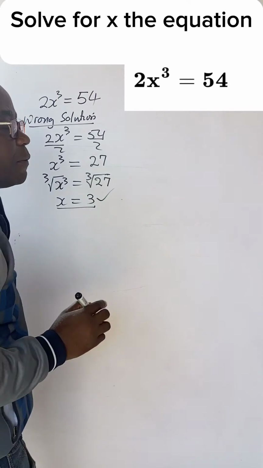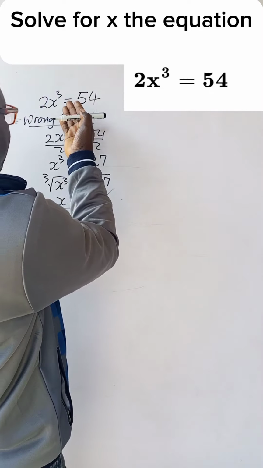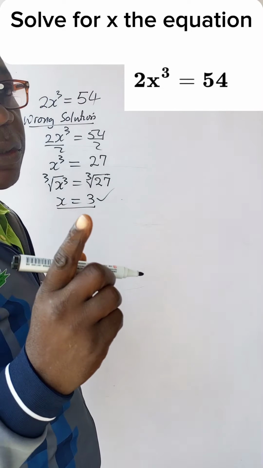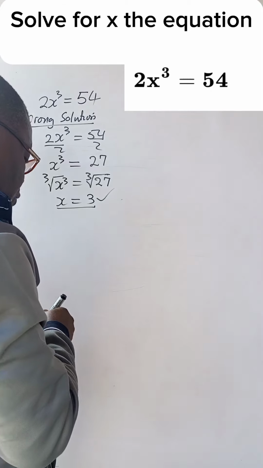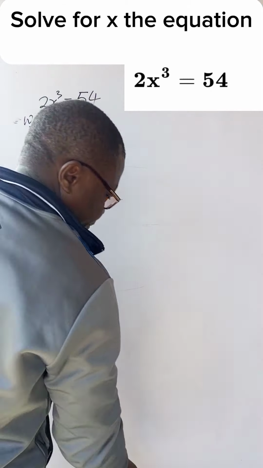This is just one of the solutions. If you follow this method, you obtain just one of the solutions. You're supposed to have 3 solutions. So what is the right method?